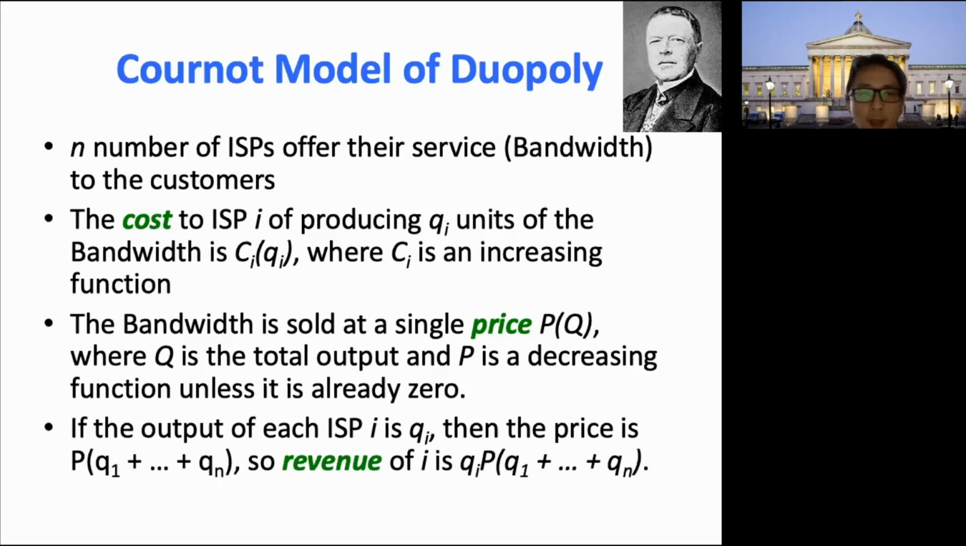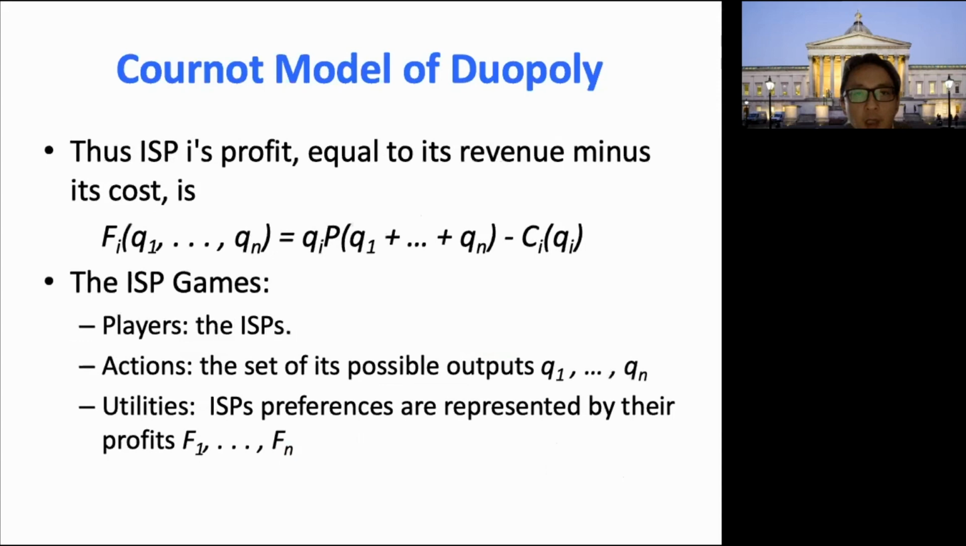which is a function P. It would be a decreasing function, because if you have a large quantity in the market, the price is going to go down. Then each individual ISP agent is a profit optimizer. So they're looking at revenue, which is the amount of the product produced multiplied by the price on the market. This is the revenue, minus the cost.